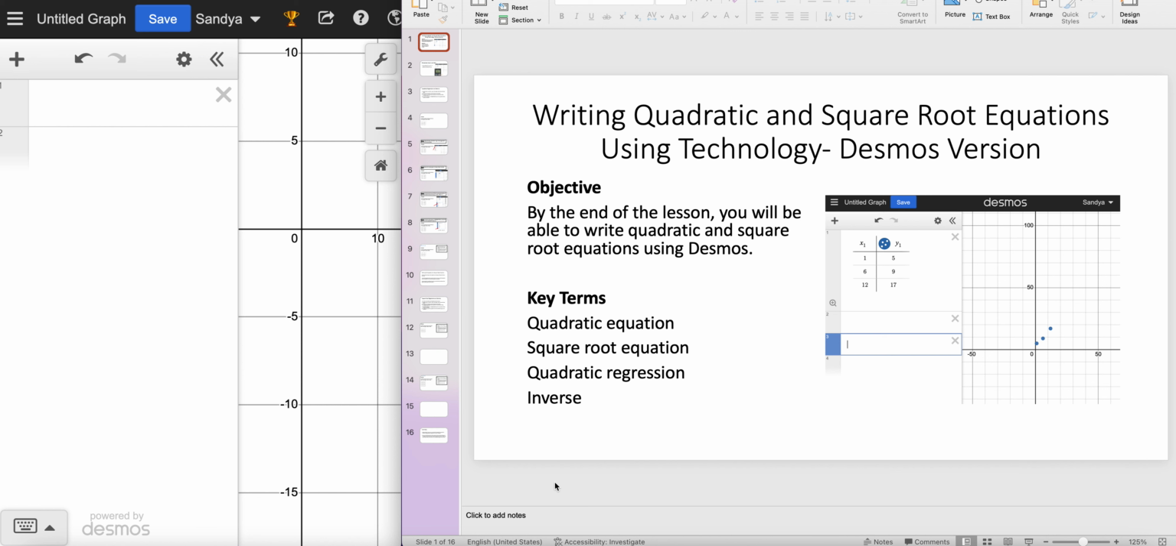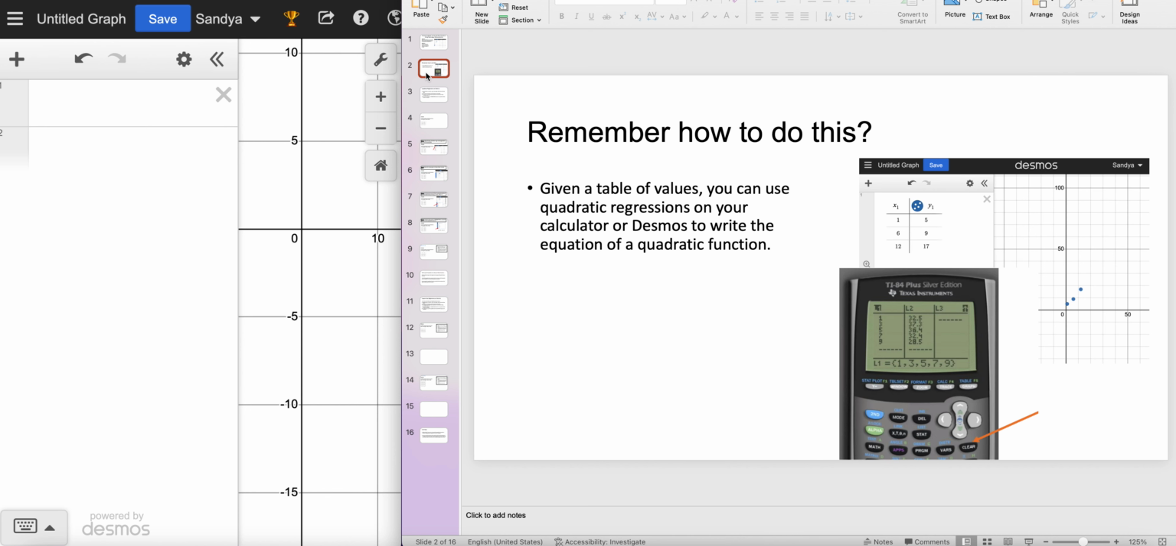So in this video, we're going to talk about how to write quadratic and square root equations using technology with Desmos. So remember that given a table of values, you can use quadratic regressions on your calculator or Desmos to write the equation of a quadratic function.